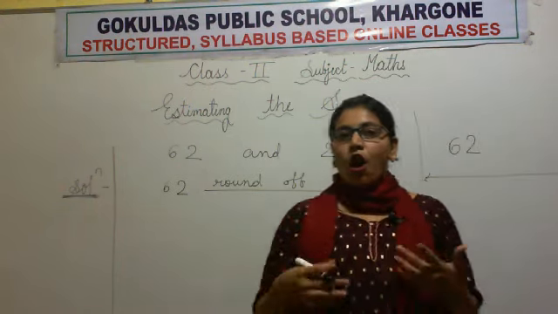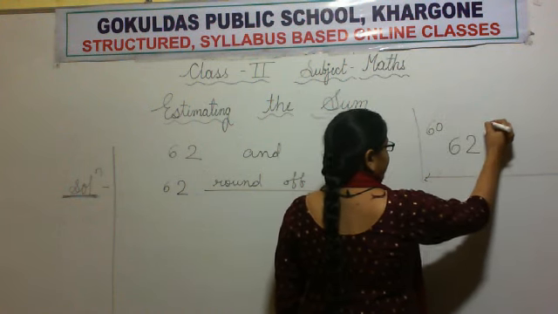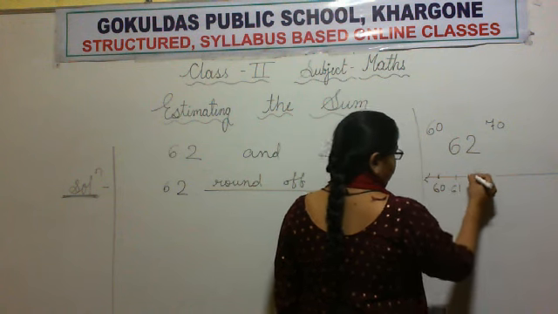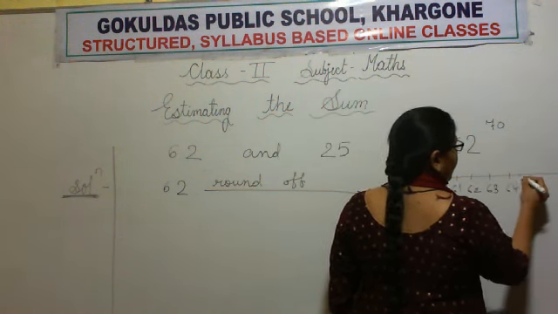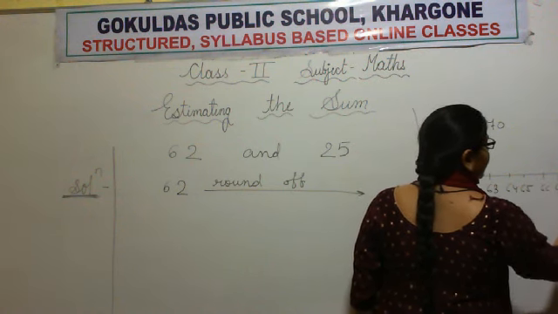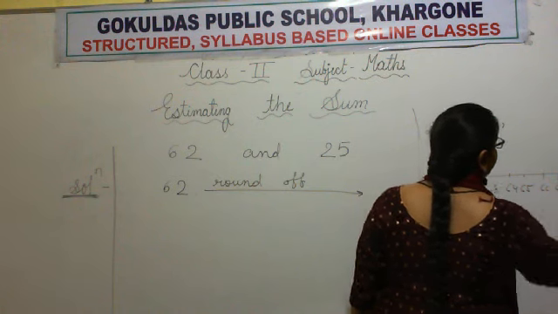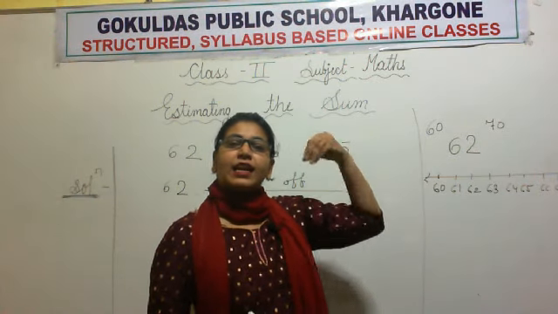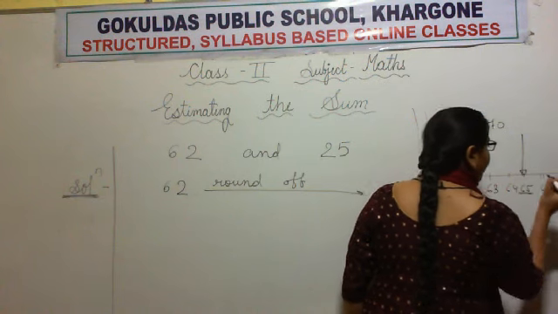Let's mark all the numbers on the number line. 62 lies between 60 and 70. So let's mark 60, 61, 62, 63, 64, 65, 66, 67, 68, 69 and 70. Now, halfway mark: whenever we see the number 5, that is our halfway mark. So here is the number 5, and this is our halfway mark.